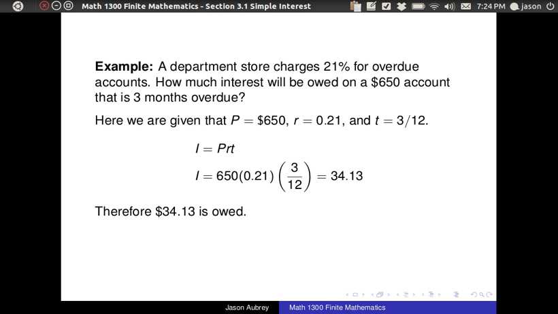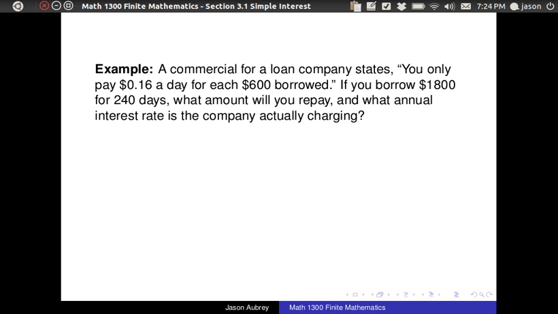So let's look at another example. A commercial for a loan company says you only pay 16 cents a day for each $600 borrowed. Okay, so they're trying to get you to borrow some of their money, and they don't quite want to tell you what the interest rate is, so they try to make it sound a little bit nicer by saying, hey, you only pay 16 cents a day for every $600 you borrow.